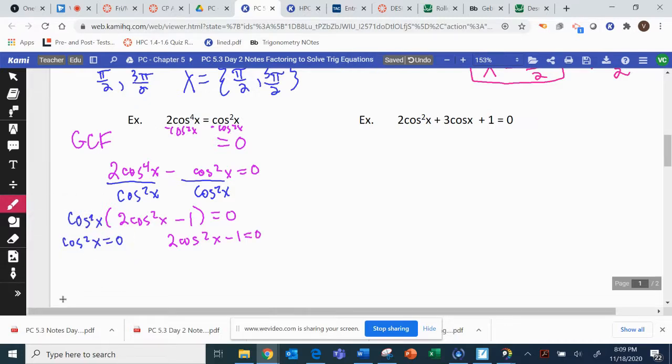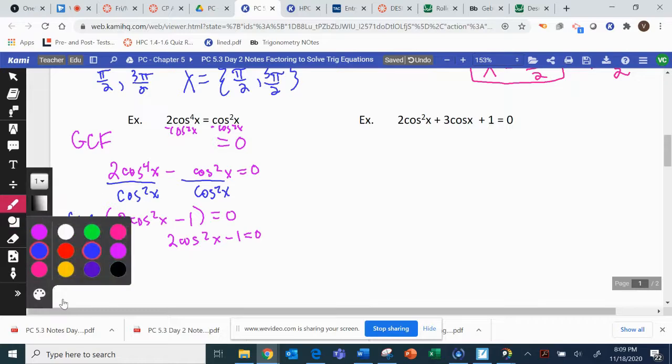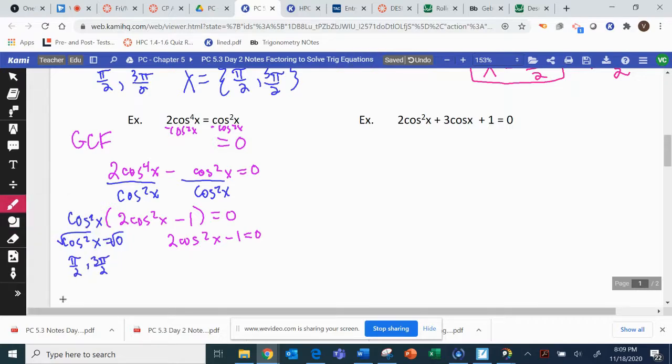For cosine squared x equals 0, when you square root it, it's still cosine x equals 0. And we just did that one right above it, that one will be at pi over 2 and 3 pi over 2. And then for this one, we're going to have to solve it. So I'm going to get cosine squared x equals, I'm going to add the 1, divided by 2, 1/2. But then I do have to square root and put in a plus or minus. So I'm going to have cosine x is equal to plus or minus, and when I square root this, I have to rationalize it, and it ends up being square root of 2 over 2.